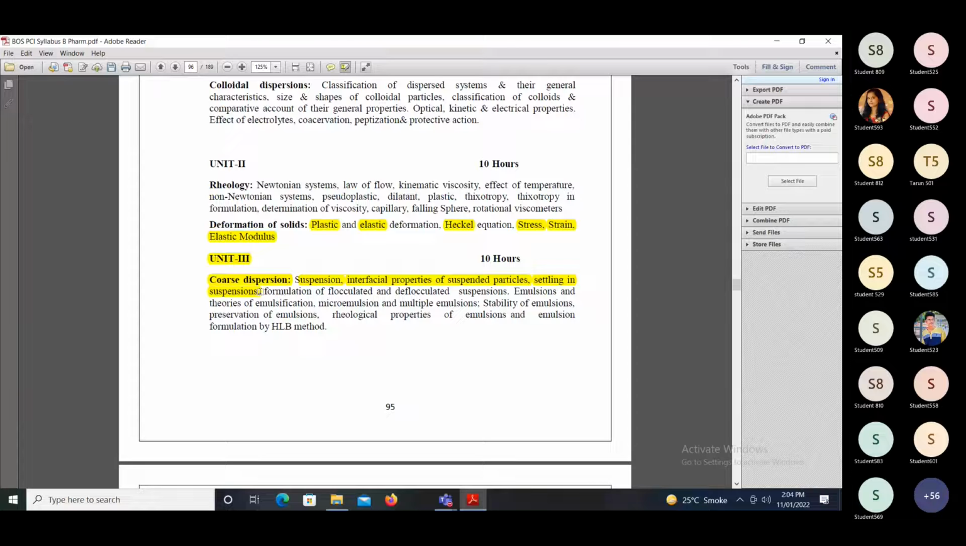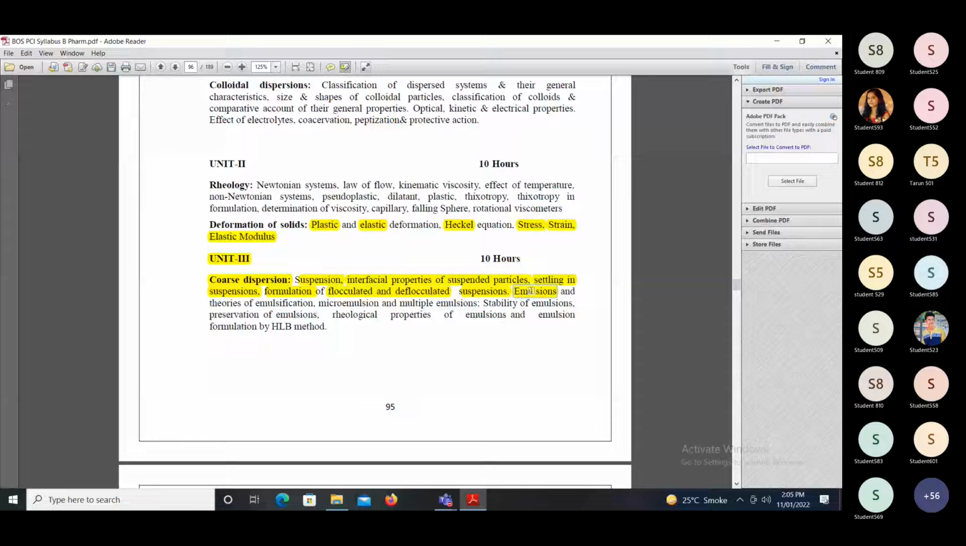In types of suspension, whether it is a flocculated suspension or a deflocculated type of suspension. Okay, flocculated and deflocculated types of suspension. And then the emulsion part, different types of emulsion. Suspension and emulsion are both biphasic liquid dosage forms. In the case of a suspension, a solid substance gets suspended into the liquid, and in the case of an emulsion, the oil is going to be dispersed into the water.